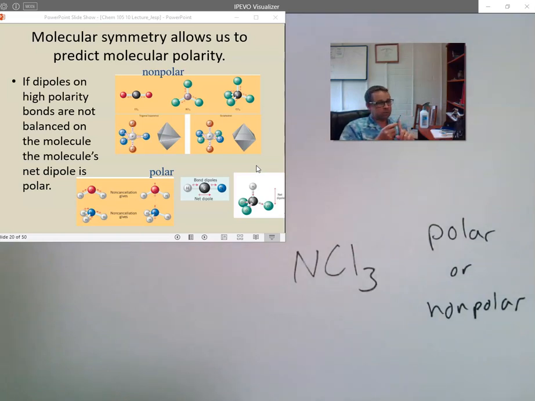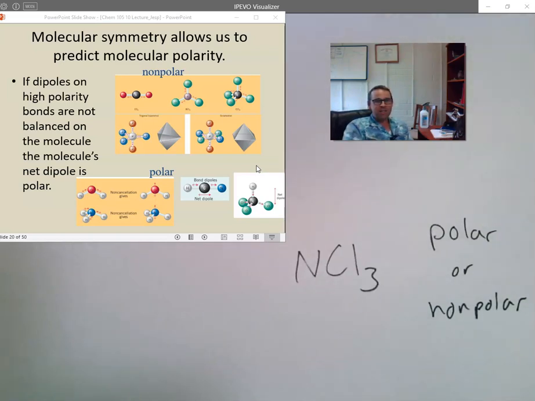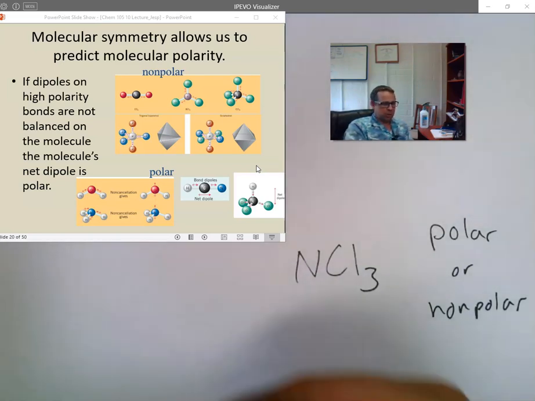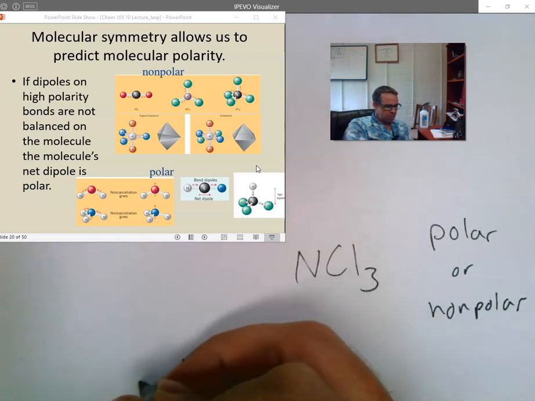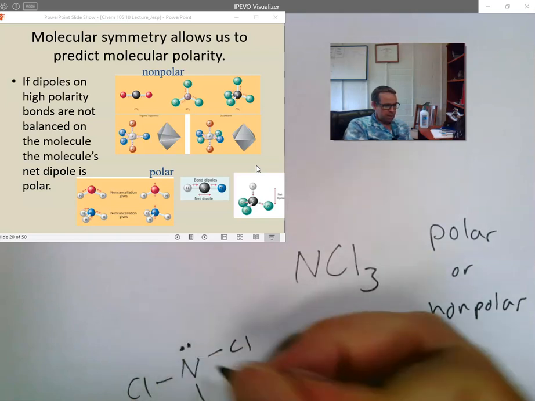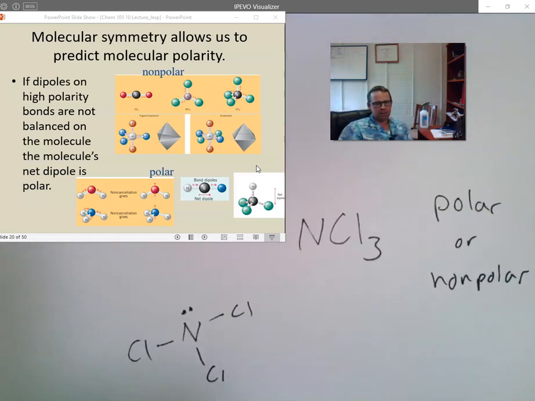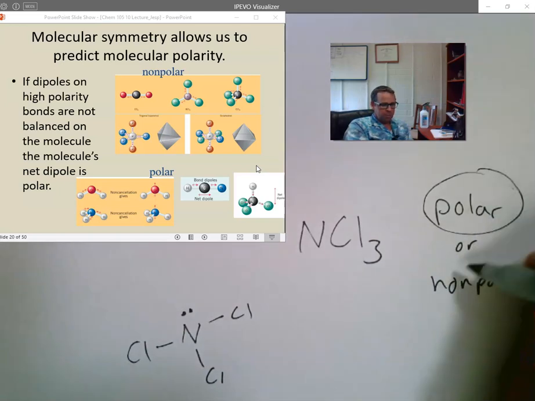And then it needs to be asymmetrically shaped. So we have to draw the Lewis dot structure. And the Lewis dot structure, if we were to draw it, take our time and do it, we would see that it looks like that. So would that be polar? It would be polar. Yeah.